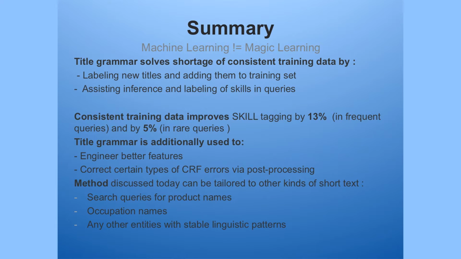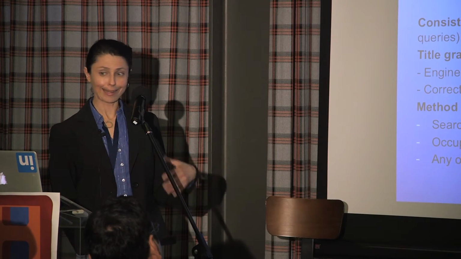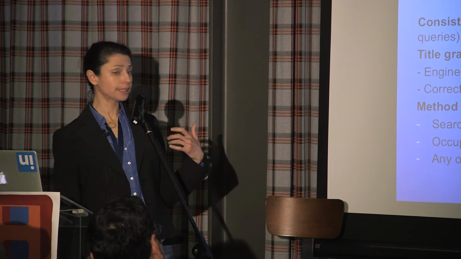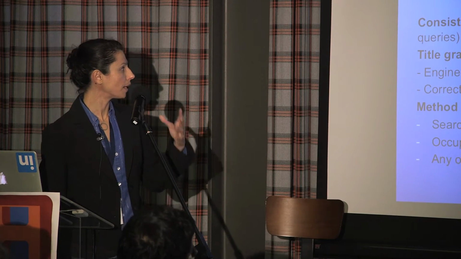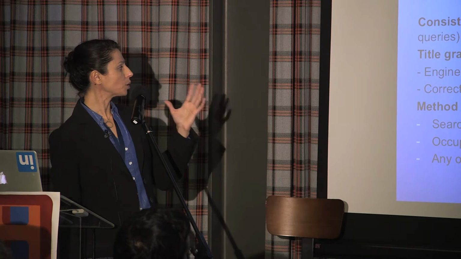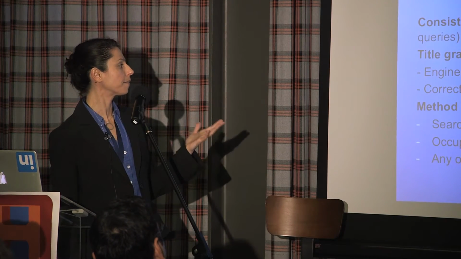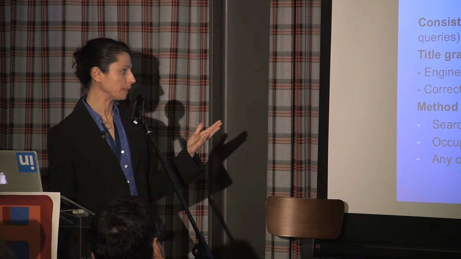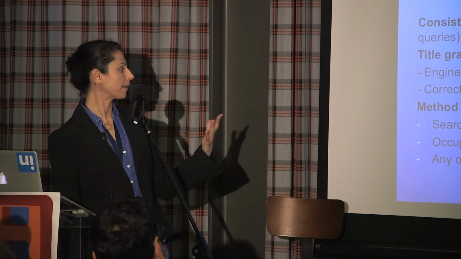So in sum, title grammar solves the shortage of consistent training data by labeling new titles consistently and correctly and adding them to the training set, assisting in inference and labeling of skills and queries. It also allows us to engineer better features and correct certain types of obvious errors that the CRF makes using post-processing, thus giving us about 13% improvement on skills in frequent queries and 5% in rare queries that are longer and harder to get.